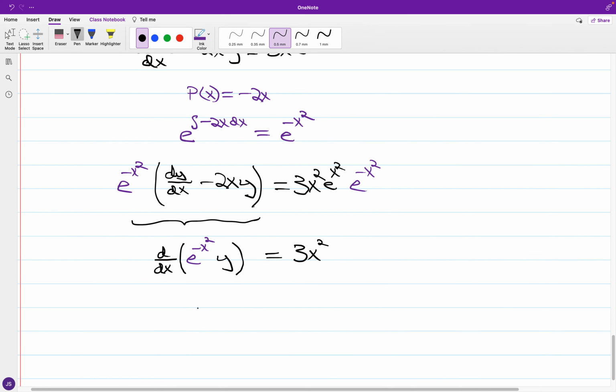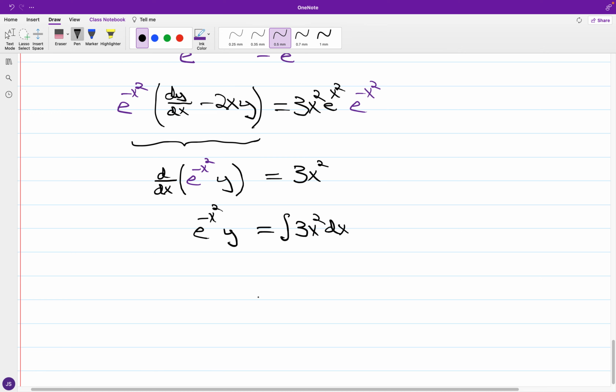And integrating over both sides, so we have e to the negative x squared times y is equal to the integral of 3x squared dx, so we have e to the negative x squared y is equal to x cubed plus c. Now for the general solution, we have y is equal to x cubed plus c, and if I divide by e to the negative x squared, this will be the same as multiplying by e to the positive x squared.